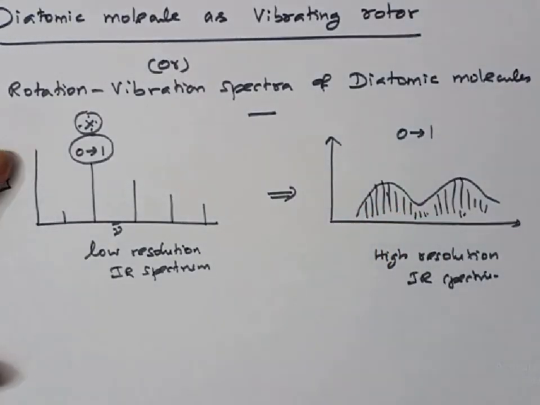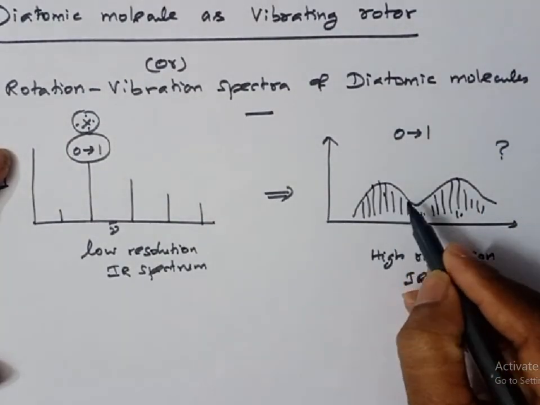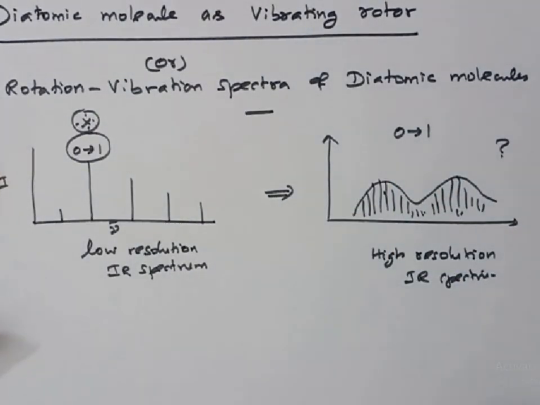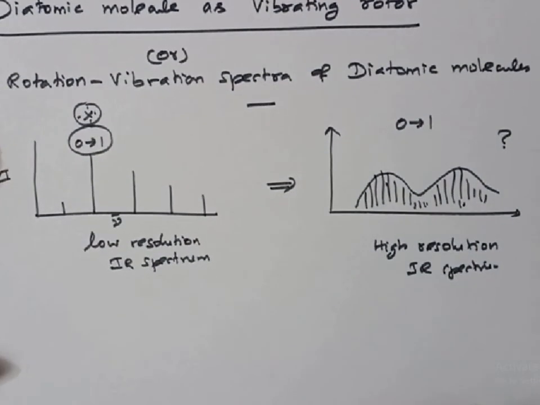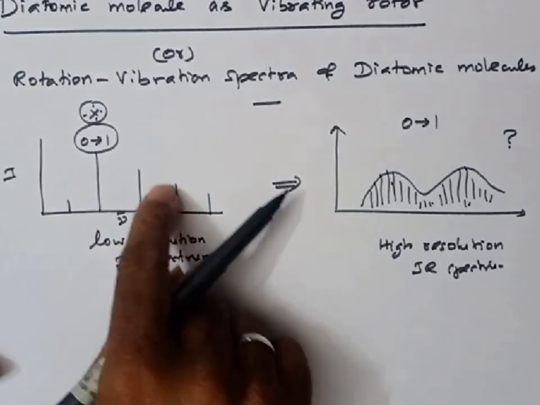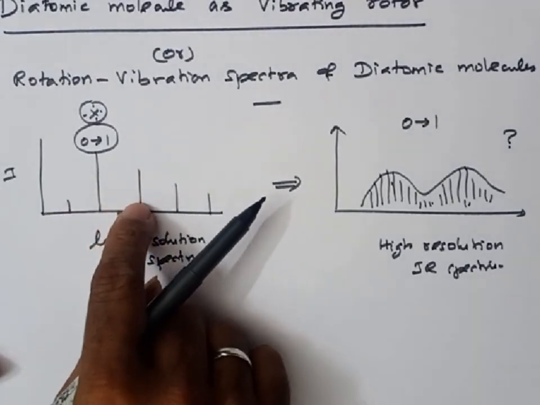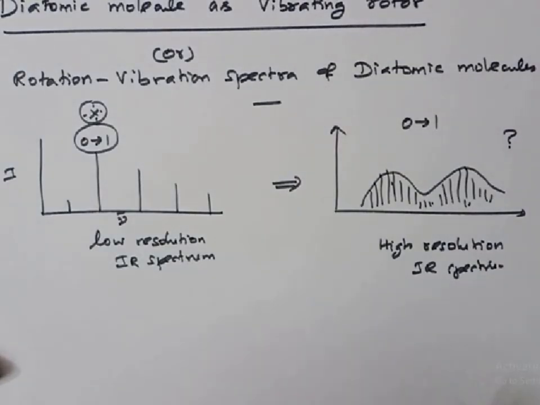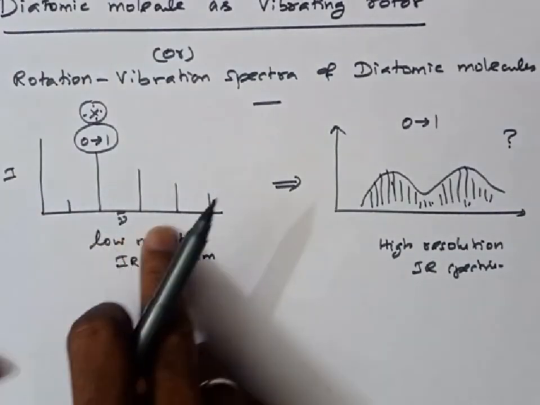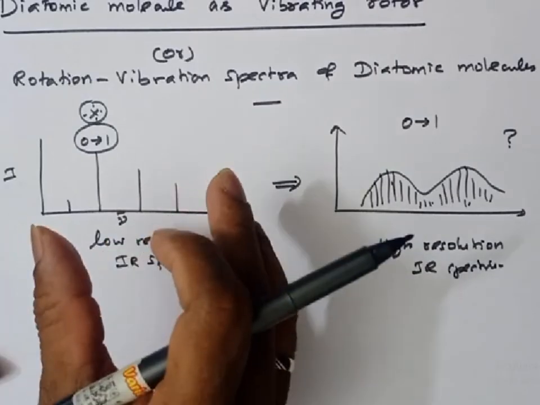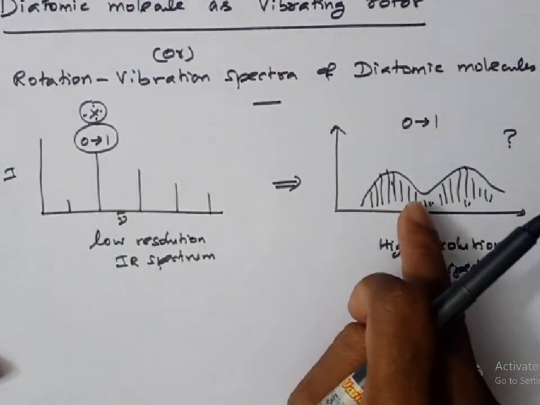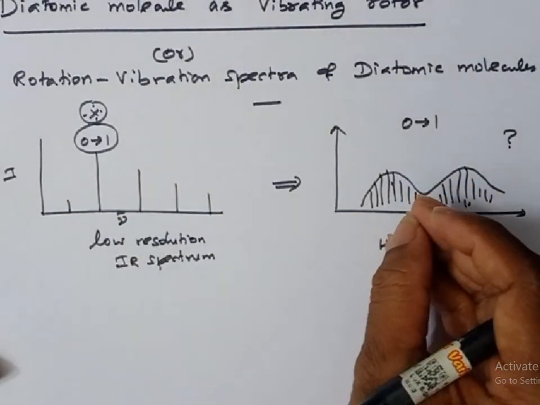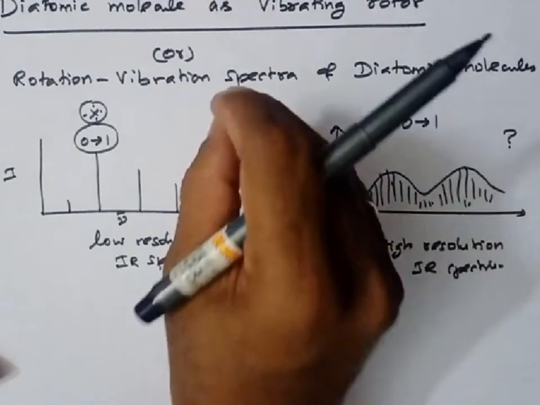Now the question is how to understand the appearance of many lines in the fundamental vibrational transition 0 to 1. So far, to understand the low resolution spectrum for a diatomic molecule, we considered only the vibrational transition. If pure vibrational transition takes place, you can explain all these things. But to explain the appearance of many lines for each of these lines, you have to incorporate the rotational motion with the vibration.